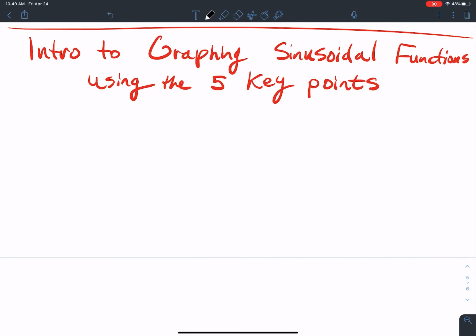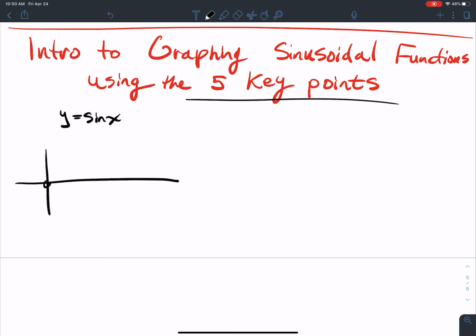Alright, so in this video I'm going to introduce how to graph sinusoidal functions, namely sine and cosine, using the 5 key points on this graph. So how do we do this? Let's graph y equals sine of x.